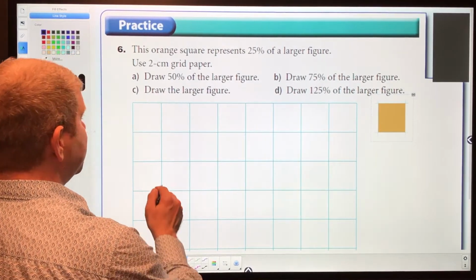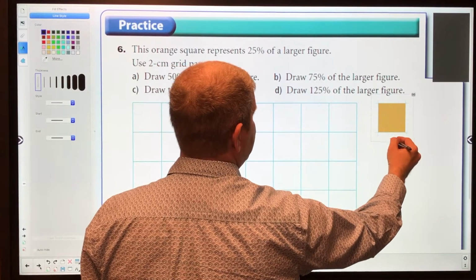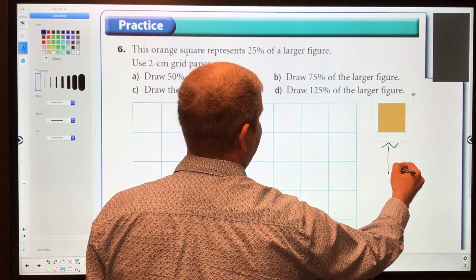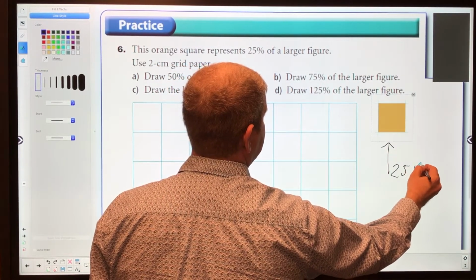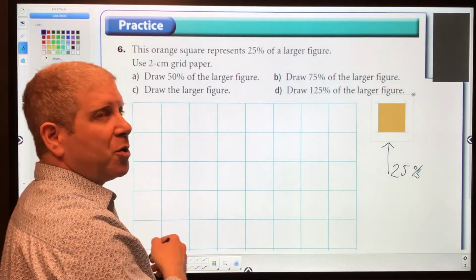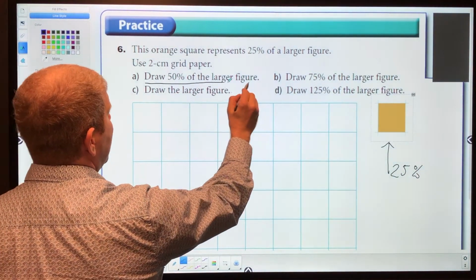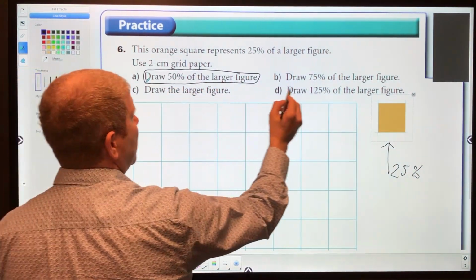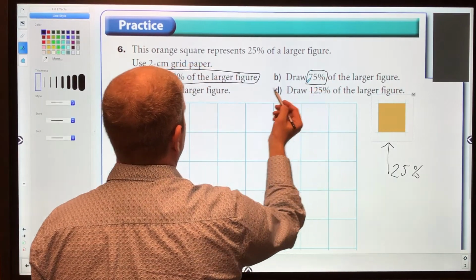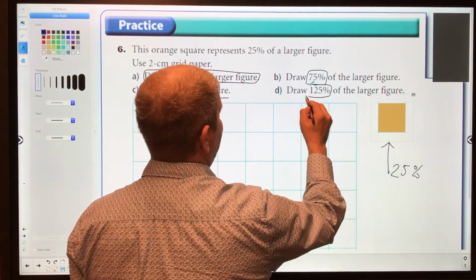Question number six. This orange square represents 25% of a larger figure. Use 2-centimeter grid paper. You can use whatever paper you want to for this question. We want to draw 50% of the larger figure. Then we want to draw 75% of the larger figure. Then we want to draw the larger figure, and then 125%.